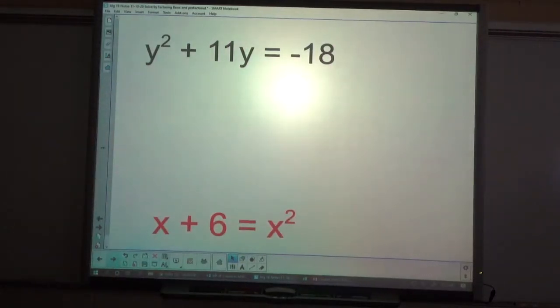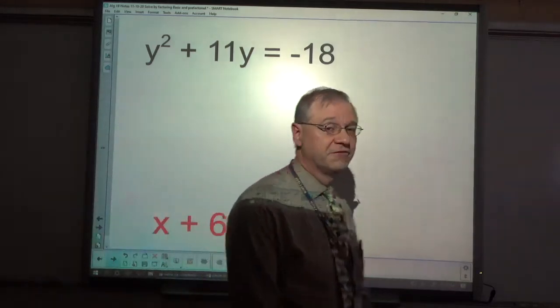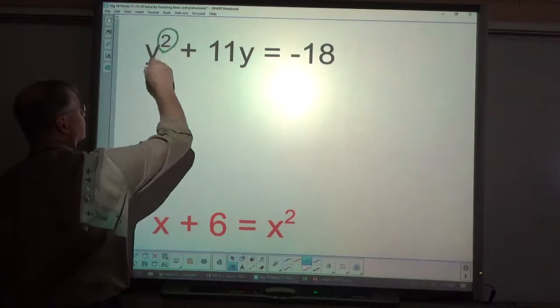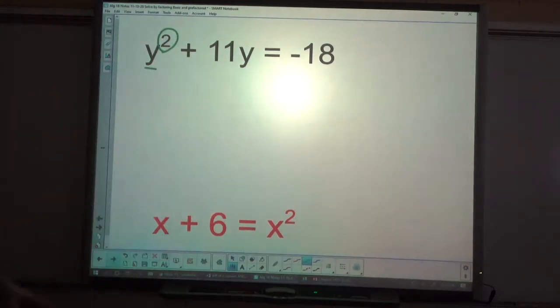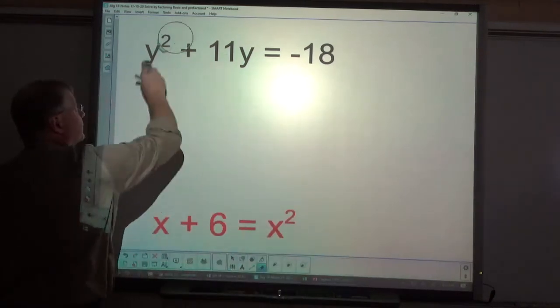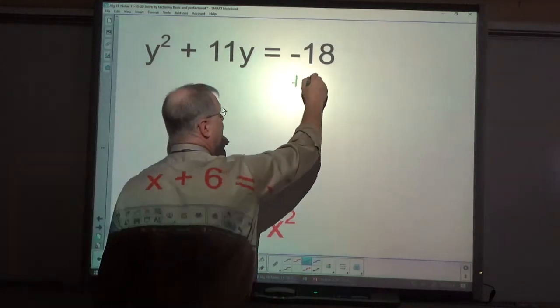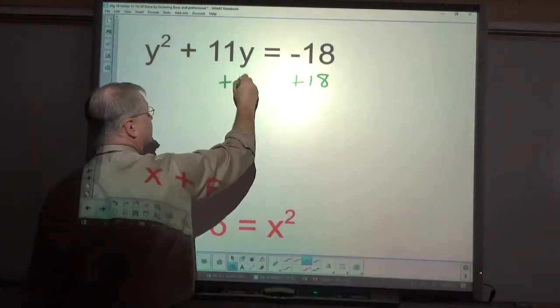Here's an example, or set of examples, where everything is not already on one side equal to 0. So this is what we're going to do first. We're going to find our biggest exponent term. Here's my exponent. Biggest term is 2, and that's the biggest exponent term. Currently, it is positive. So I want to get everything on the side where that is positive. So I'm going to add 18 to both sides.